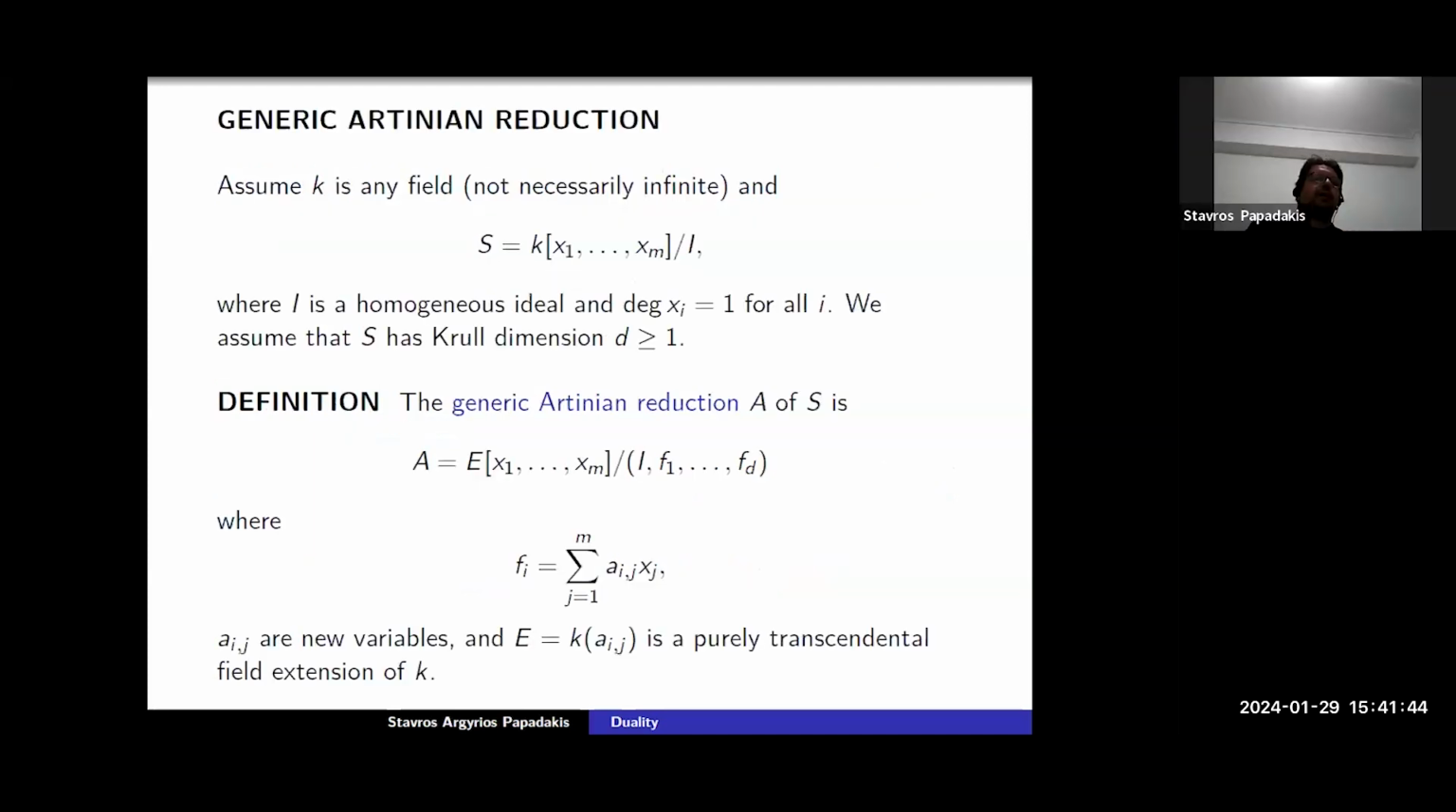Okay, now I will define two notions that will be useful in the following. The first is the notion of generic Artinian reduction. And the second is the notion of generic anisotropy.